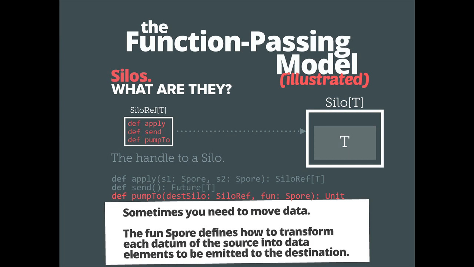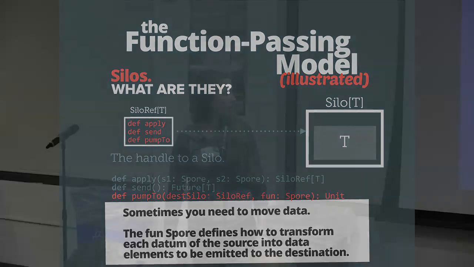And sometimes you need to move data. So if you think about some kind of distributed group by or something like this, you need to move data around to do these things. So that's what this thing is about. This pump 2 thing, it's a way of actually shuffling or moving data, basically. So you need some way to do that.